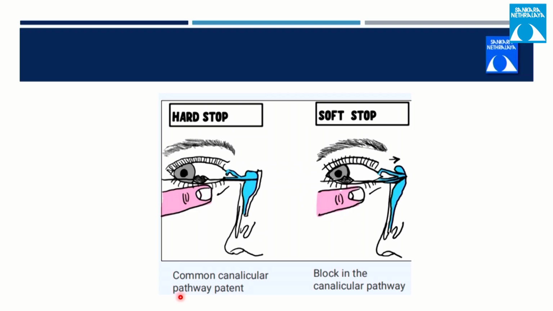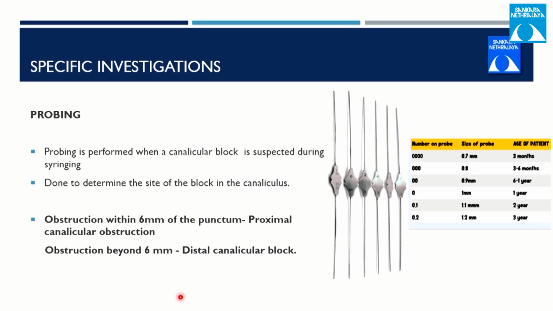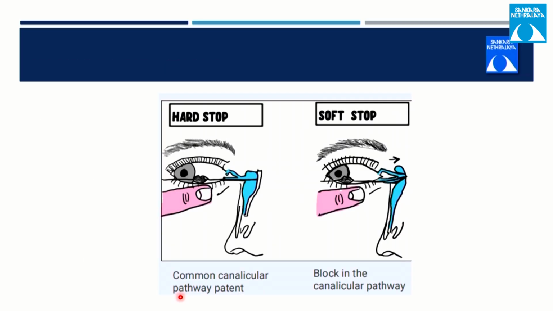Very good. So it depends on where the block is. It will be regurgitating from the same punctum, right? If it's a common canalicular block, it will be from the opposite punctum, correct. Go back. When it is coming from the same punctum, you put the probe in and measure how much the probe has passed. Depending on that, it will be a distal or a proximal canalicular block. Okay, hard stop and soft stop.